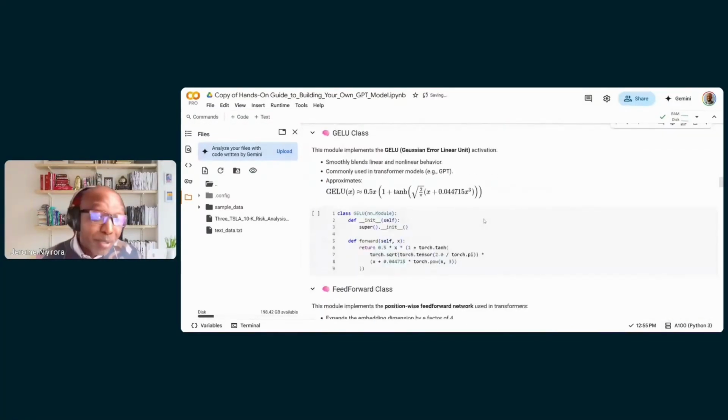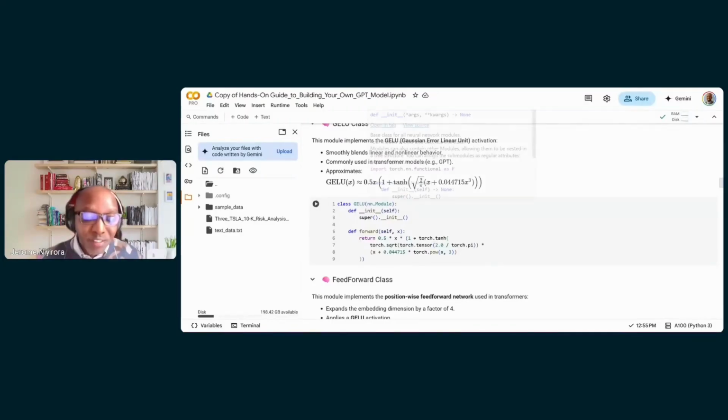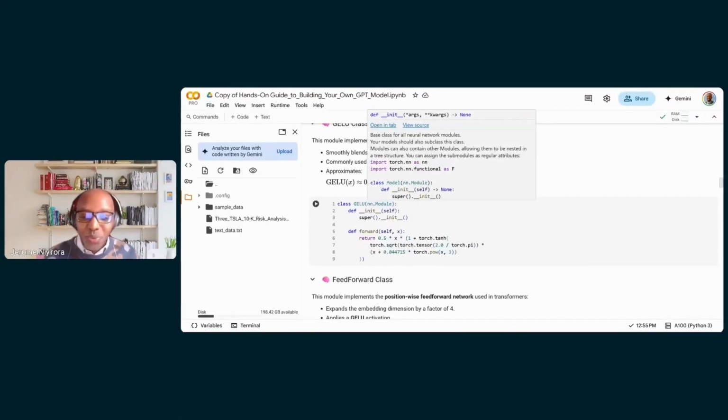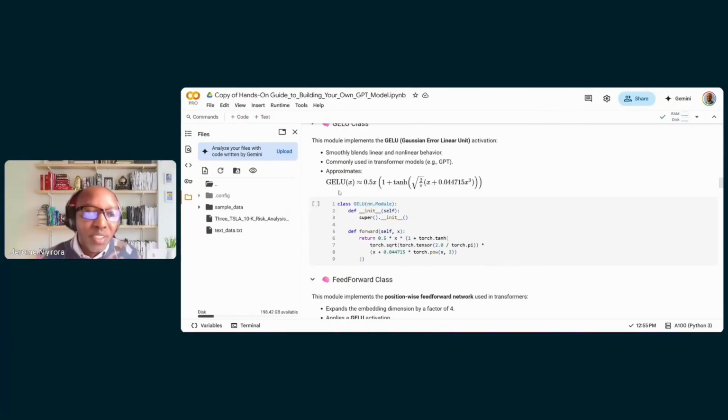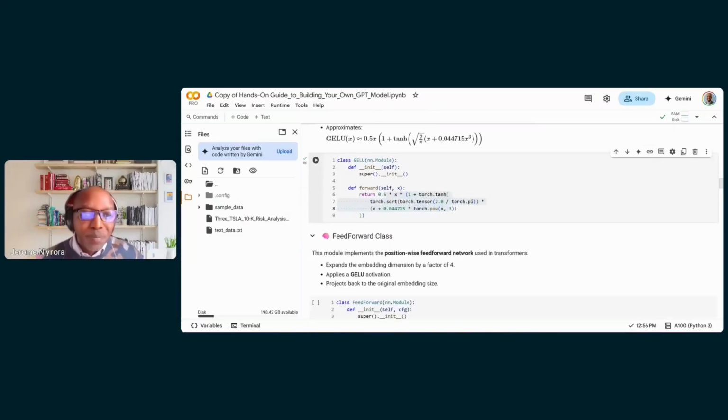And now we talked about GELU, which is an activation function that relates to a node: how do you put the inputs together and what comes out of it. It's usually used as Gaussian, but people have come up with an easier way to apply this and train. So we actually code this in here. Under initial, there's nothing, and we just have the function here.